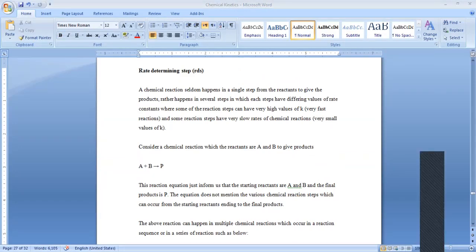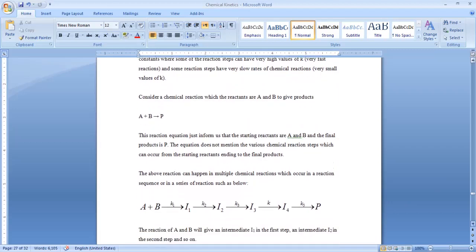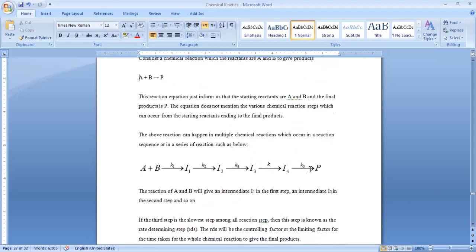For example, the simplest chemical reaction you can think of: acid plus alkali, H+ plus OH-. It occurs in a single step. H+ plus OH-, you get water. It occurs in a single step. But most chemical reactions, because there is bond breaking and bond formation, occur in multiple steps. So the slowest step, for example, this is a series of chemical reactions.